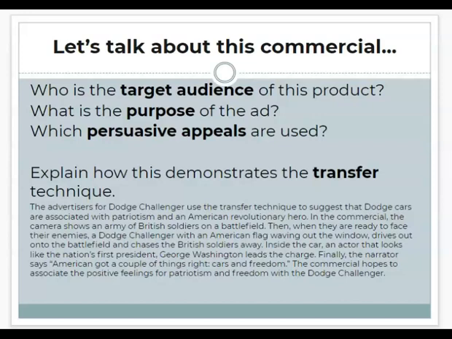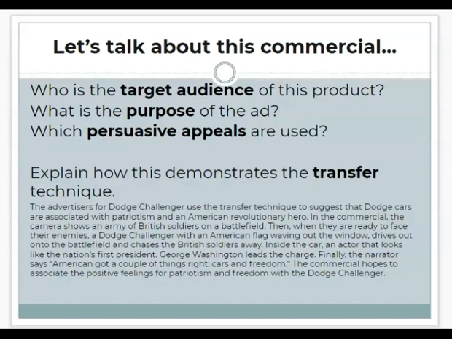Which persuasive appeals are used? Okay, so persuasive appeals, that's logos, pathos, and ethos. So we could say that they are targeting the idea of ethos because of credibility. George Washington is in that ad, so we could give him some credibility. You could say that it is pathos because it's making us feel a particular way about their car, about it being triumphant and victorious.